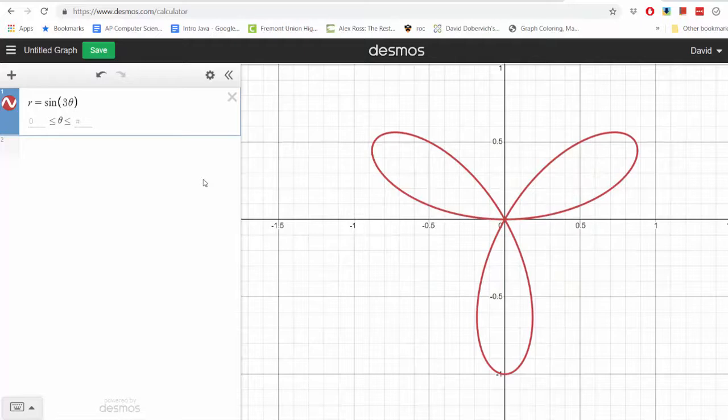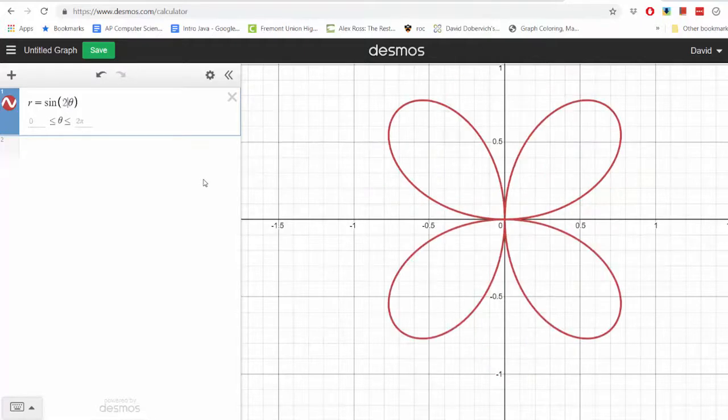And then 3 theta gives you 3 petals, not 6. So why is that pattern happening? All right, well, how can you use what I just described to answer this kind of question?